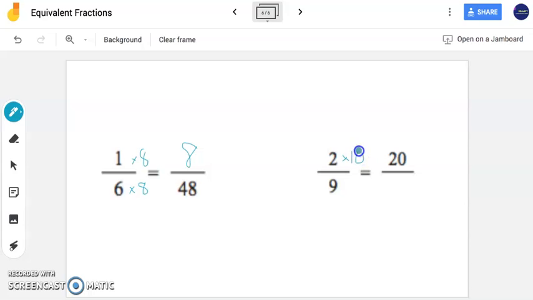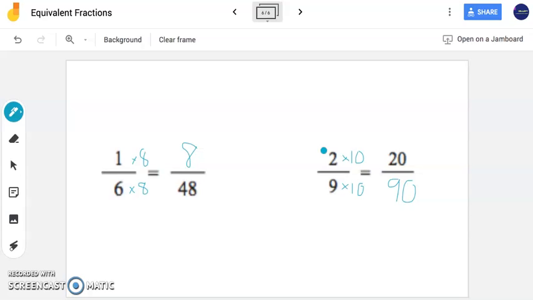So if I multiply my numerator by 10, I do the same to my denominator. So 9 times 10 is 90. So that's proving that 2/9 is equivalent to 20/90. Now you are welcome to do this on the side of your paper and use scrap paper to help you identify the equivalent fractions.